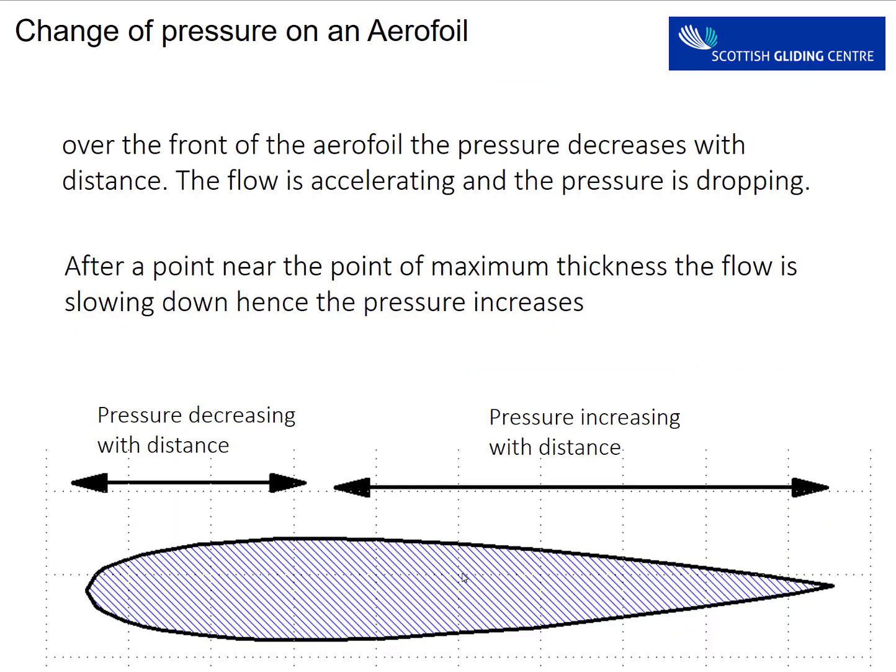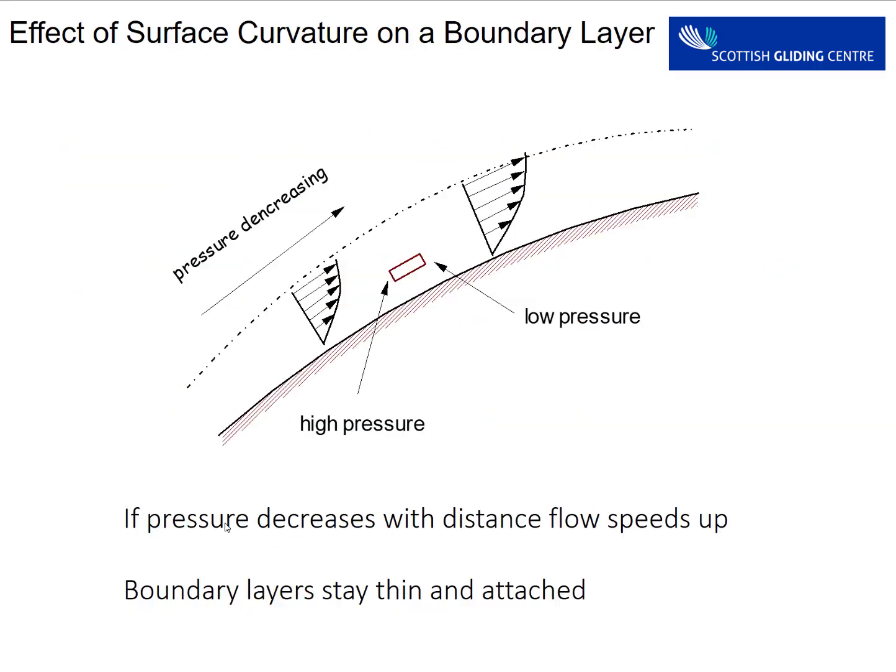Now, the flow is brought to rest by the viscosity of the fluid, the stickiness of the fluid, but we also have pressures changing on an airfoil. Over the front of an airfoil we have the pressure dropping with distance, and over the rear of the airfoil we have the pressure increasing with distance. Now, that pressure decreasing and increasing within the flow has an effect on the boundary layer.